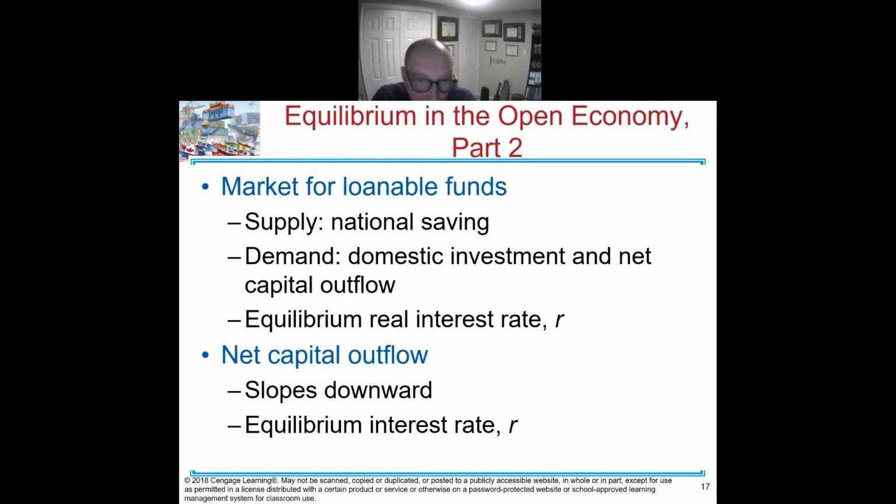So the market for loanable funds, again, is the demand for loans at the bank. How do we find the demand? It's called a market for loanable funds. The supply comes from the savers at the bank. The demand comes from domestic investors. The equilibrium is represented by the real interest rate. Net capital outflow is downward sloping to the right, and the equilibrium is represented by the interest rate.